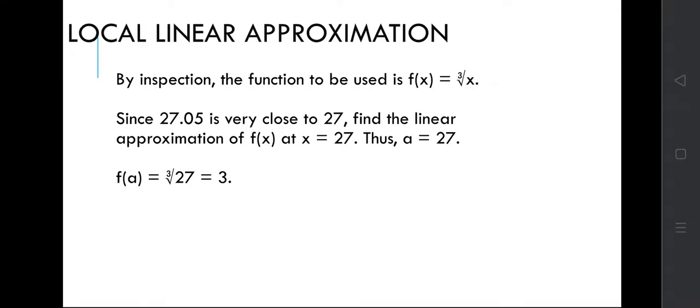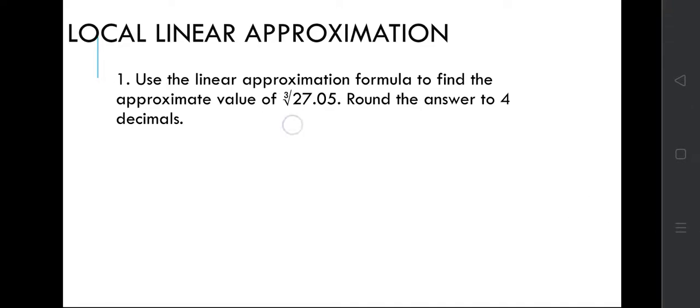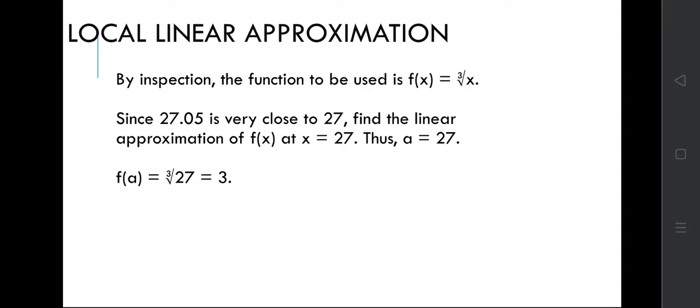So, by inspection, the function to be used is f of x is equal to the cube root of x. Kasi ito, yan. By inspection daw, gawin natin x 27.05. So, ang function na magagamit natin is f of x is equal to the cube root of x. Since 27.05 is very close to 27, find the linear approximation of f of x at x is equal to 27. 27 yung ginamit natin na value kasi alam naman natin ang cube root na 27, and hindi naman na natin siya kailangan i-calculate ng complicated.